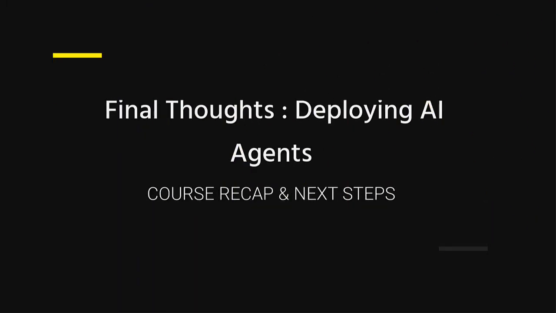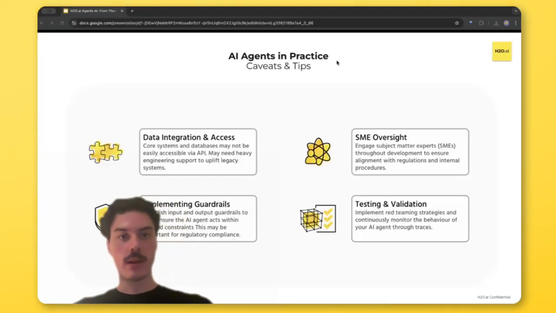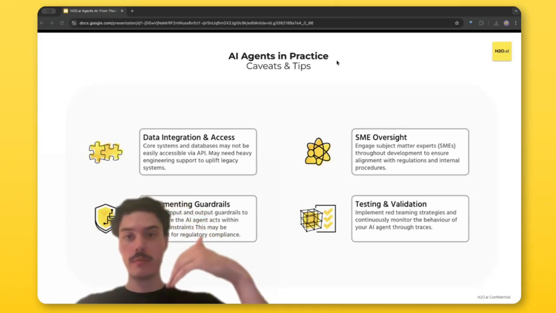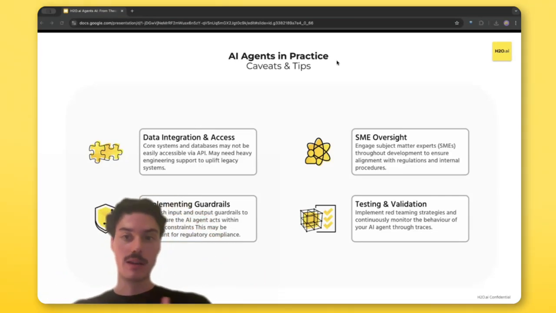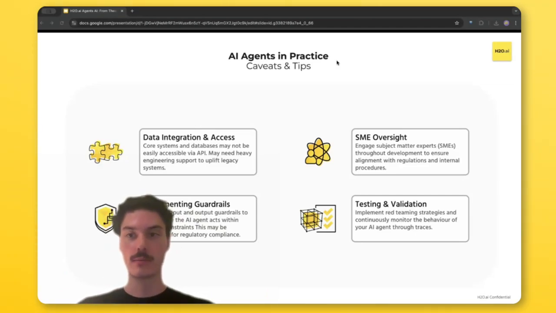All right, so as I mentioned, what we're going to be talking about now is more of caveats and tips of implementing AI agents in practice. So really, beyond the excitement behind AI agents are real, interesting engineering problems that require deep thought and planning to execute correctly before implementing AI agents in any organization. So I have a few points laid out here that we're going to dive into in more depth.